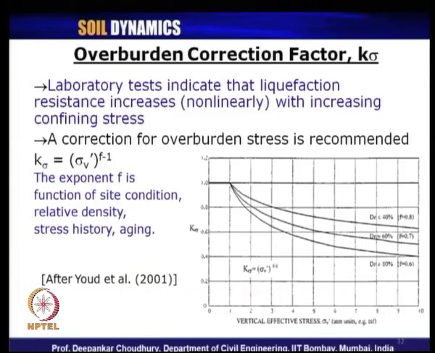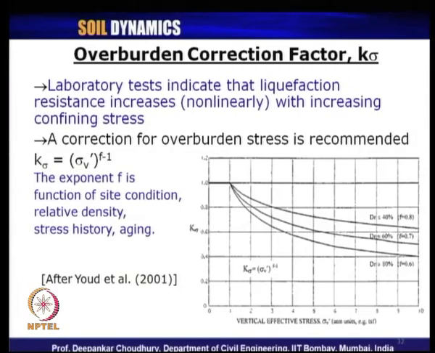Actually, some 96, 97 kPa, but for all practical purposes, we can assume 1 atmospheric pressure is equivalent to about 100 kPa. Remember, it has been standardized again with respect to overburden stress of 100 kPa. So, that is why if you look at the variation of this K sigma, the correction factor is 1 till the overburden stress is 1 atmospheric pressure or 100 kPa.